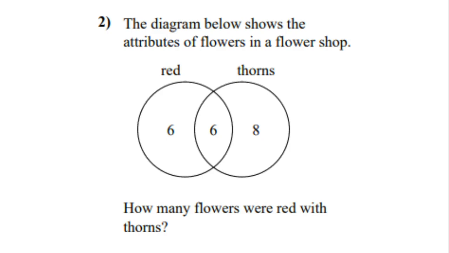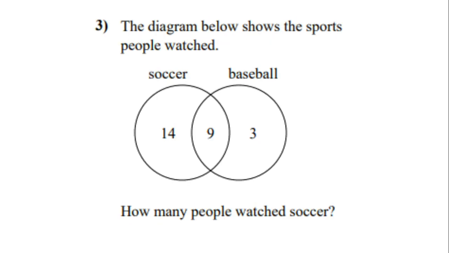So how many flowers were red with thorns? Okay, that's your intersection, and, so hopefully you got 6. Okay, let's take a look at the next one. We have sports that people watch, soccer and baseball. How many people watch soccer?